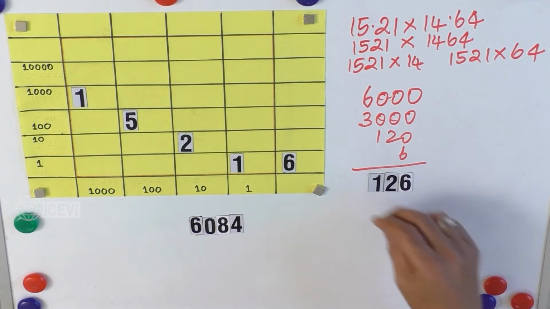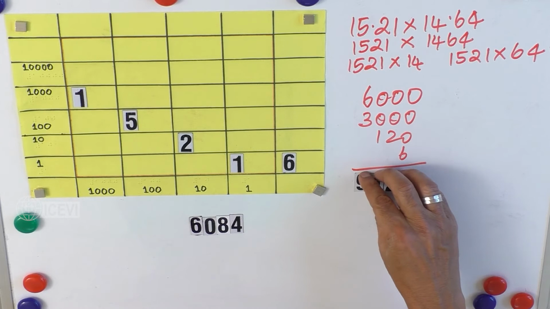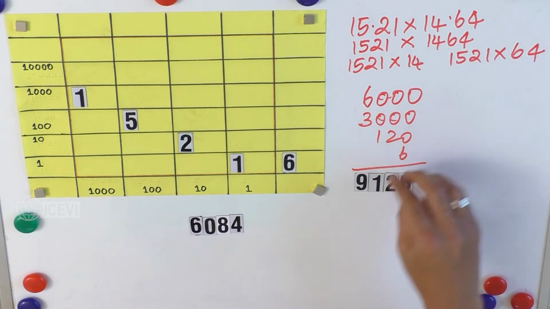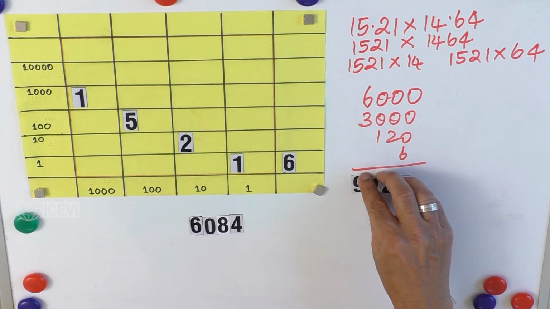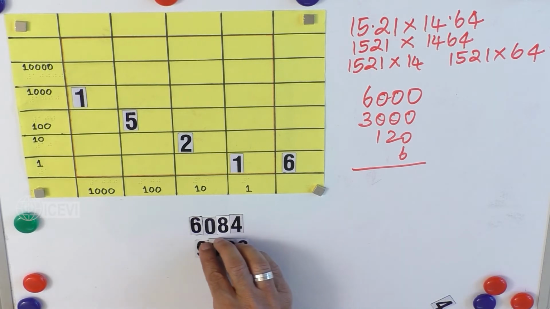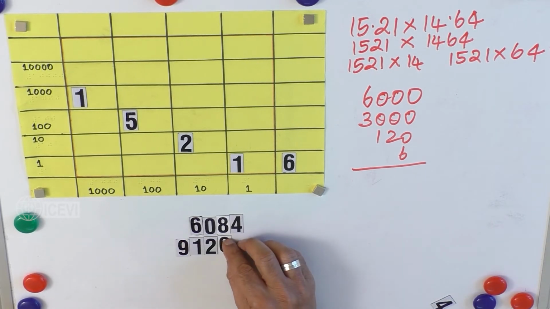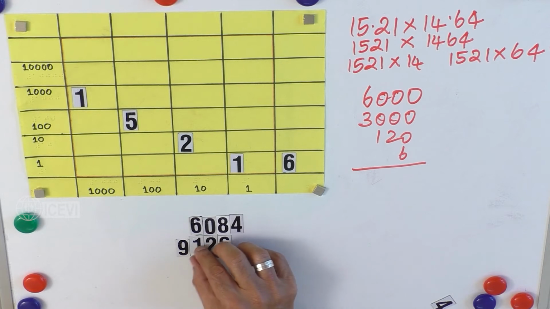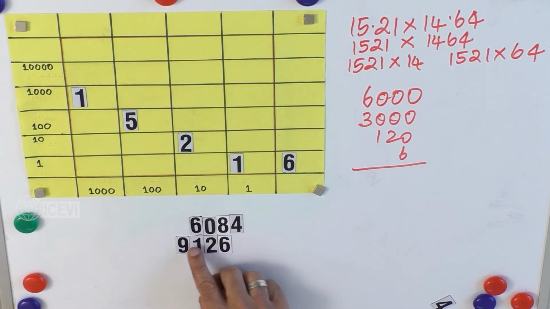Now where should the number be placed? As 6 is one column to the left of 4, you have to skip one column from the first multiplied value and place the number 9126 below.